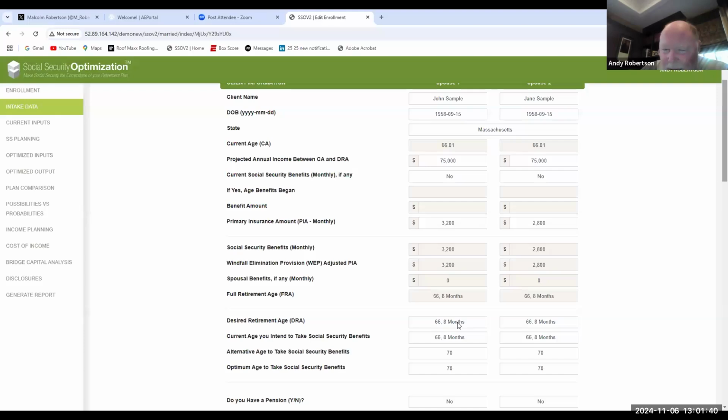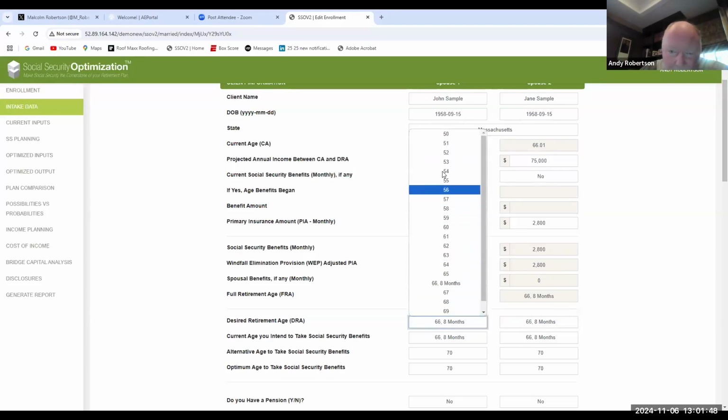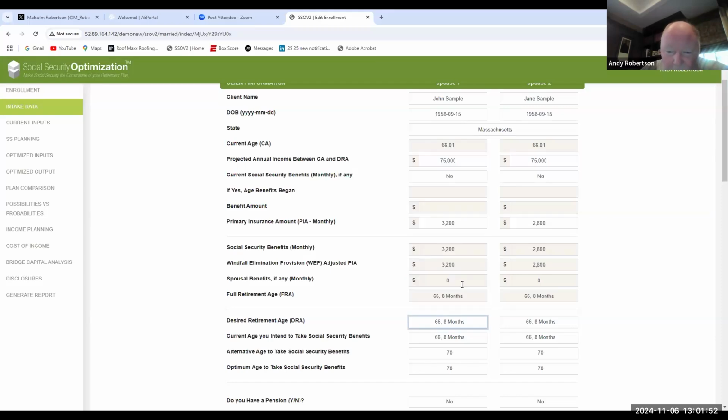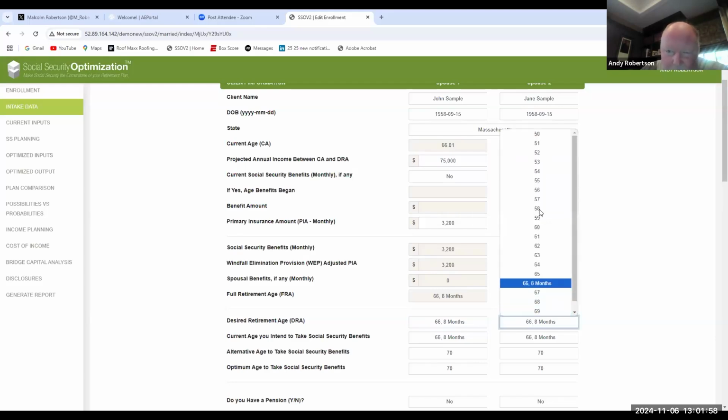So we're going to say, all right, if I've got a couple with a $3,200 and $2,800 primary insurance amount, and their intent is to retire at whatever age, we can go as early as 50, but in the case study, I said 66 and 8 months. And I made them the exact same age for simplicity's sake, but you have the ability to pick when they want to retire. And there's a difference between when people retire and when they take benefits, right? So the first thing is, what's your desired retirement age?